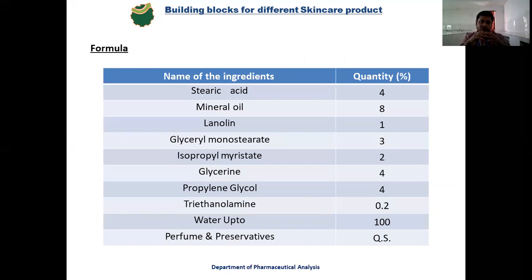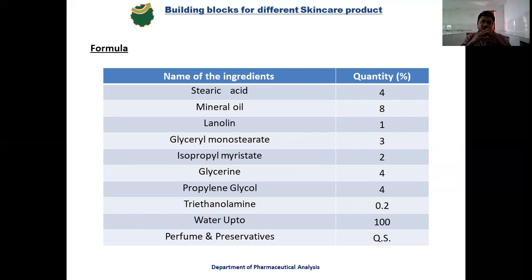Now coming to the formulation, this is one type of formulation having various ingredients. You can see that there is stearic acid, mineral oil, lanolin, glycerol monostearate, isopropyl myristate, glycerin, propylene glycol, triethanolamine, water, and perfume preservative. Now, whatever I said before, whenever any formula is given to you, based on the ingredients and their quantity, you have to prepare that particular cream.